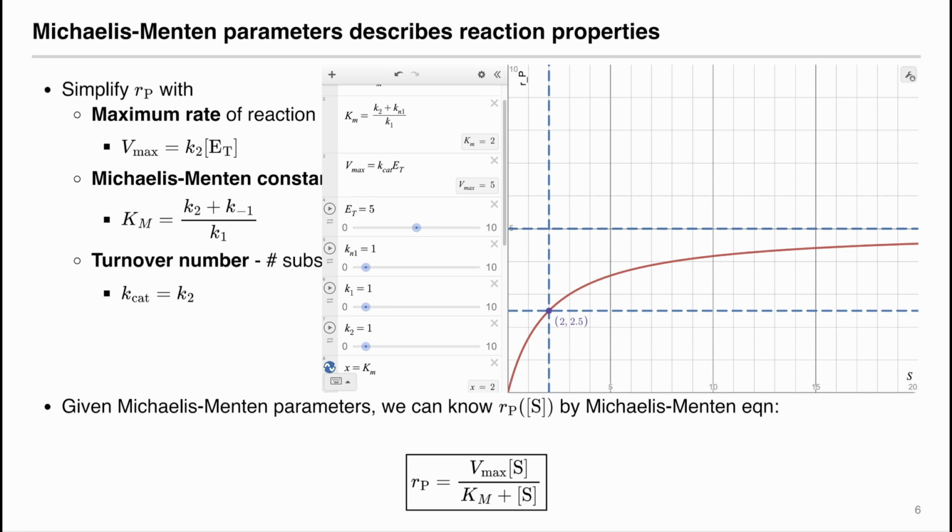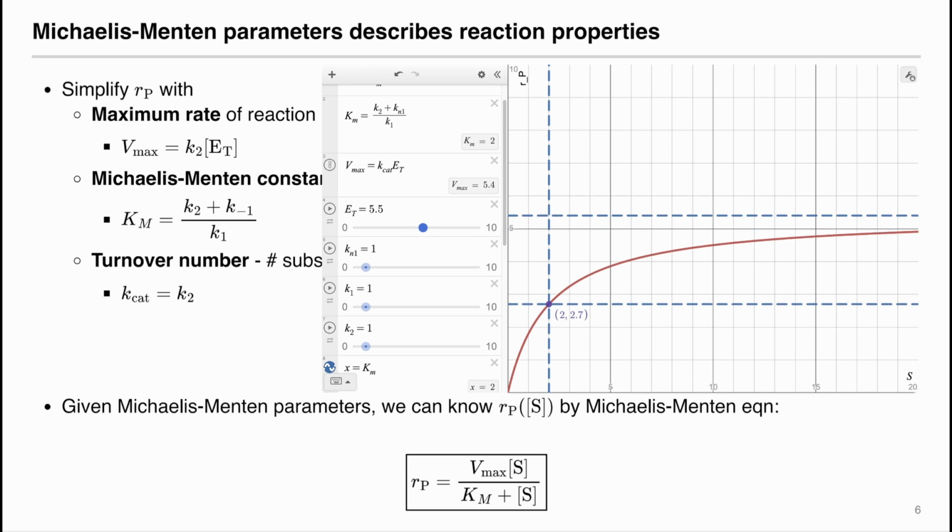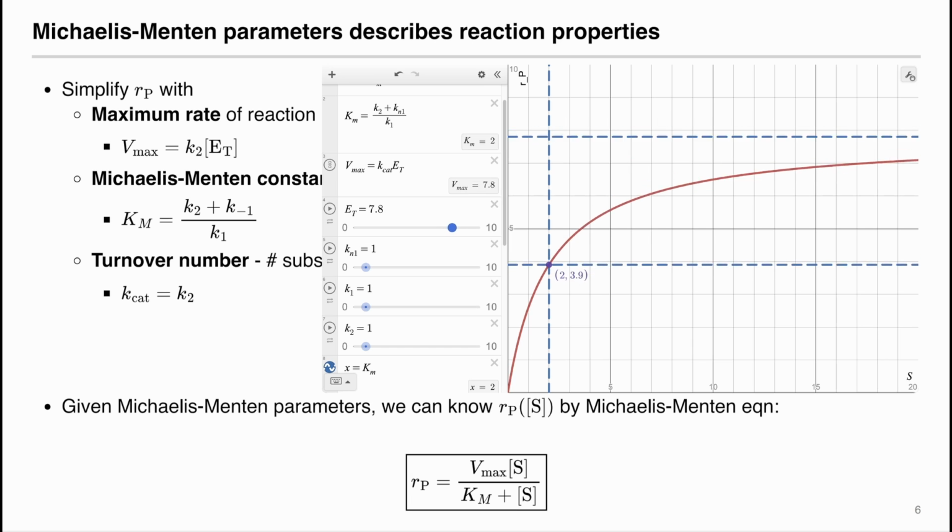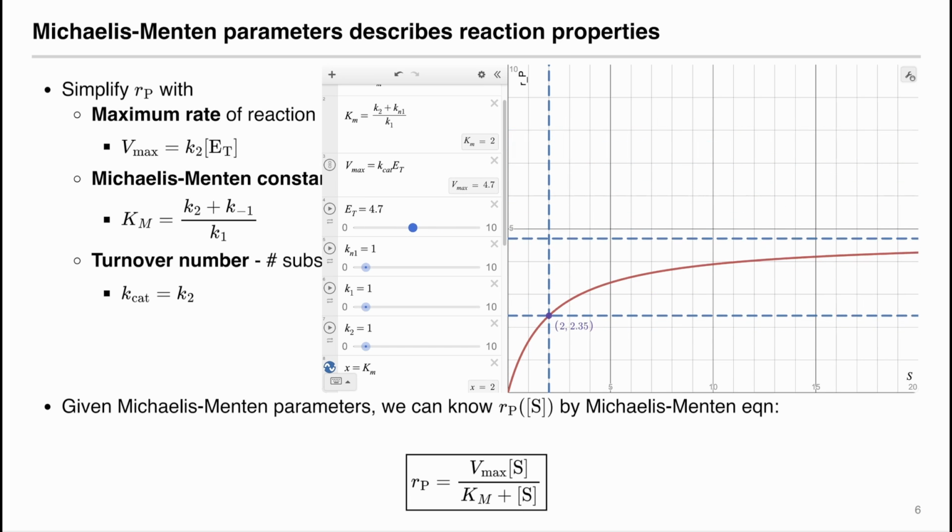Note that I have a special point laid out here that is labeled purple. This point is where the x-axis S has a concentration of the Michaelis-Menten constant, where S is equal to K of M, and the y-axis, the rate, is equal to half of the maximum rate. So Vmax divided by 2, which is 5 divided by 2, 2.5. If I change these parameters, that point also changes, but its expression is the same.